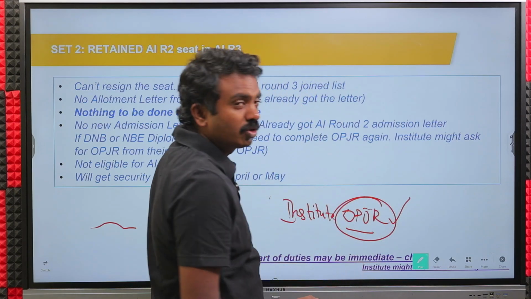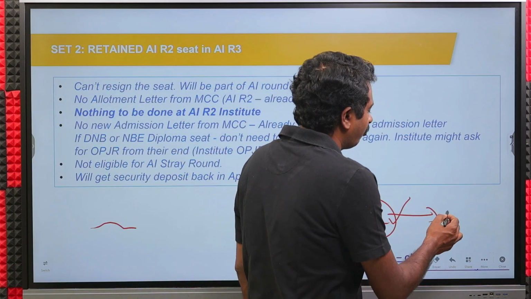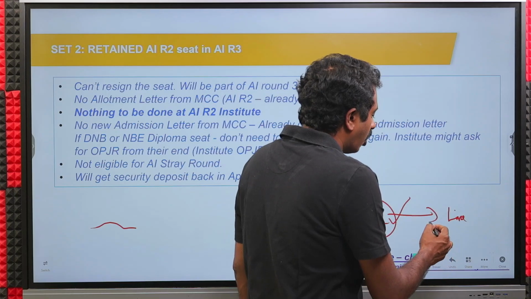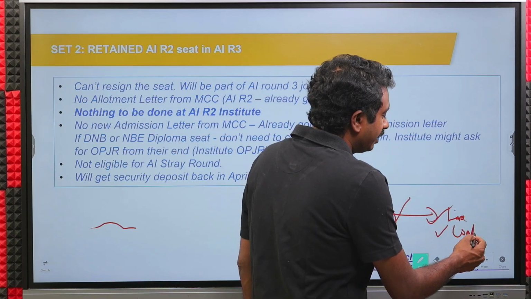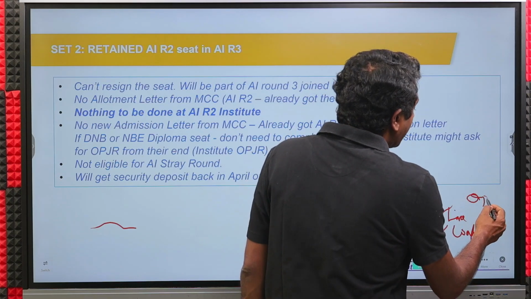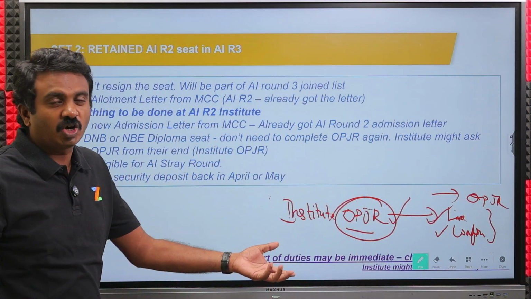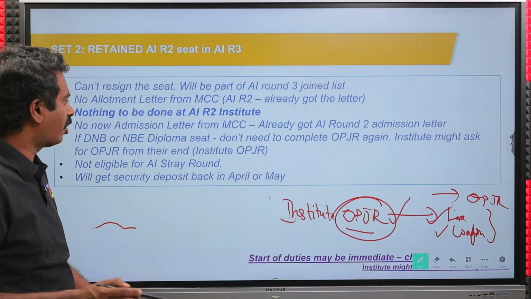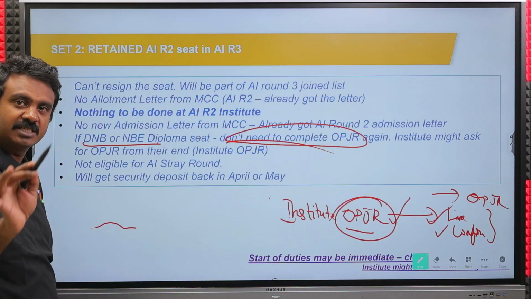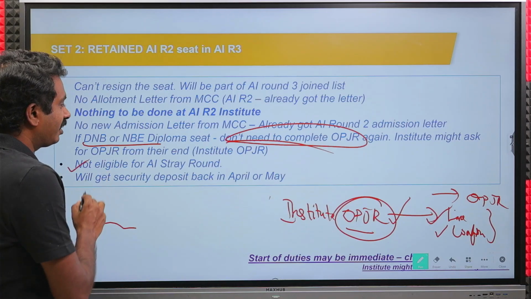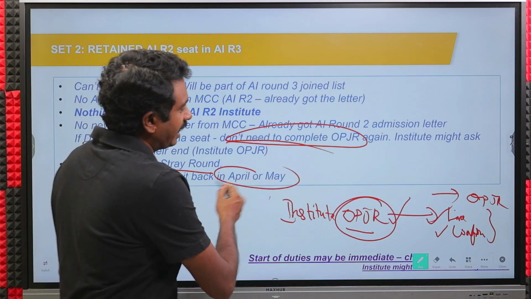But if NBE opens the institute OPJR, they may call you for a live photo, or even if it is not there, they may call you for a confirmation and to complete this OPJR. After that, your joining status in OPJR will turn to joined. Right now it is showing something else, no problem at all. So if DNB or NBE diploma, you don't need to complete OPJR again, that is very clear. And if you are not eligible for the trial round, obviously you will get your security deposit back in April or May.